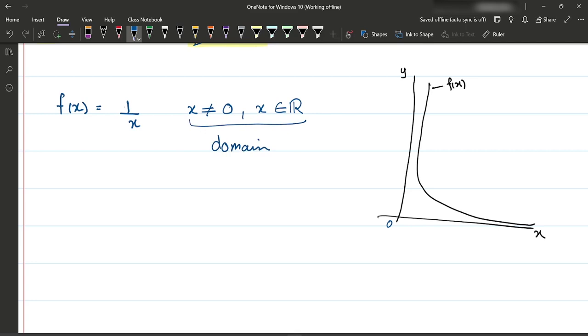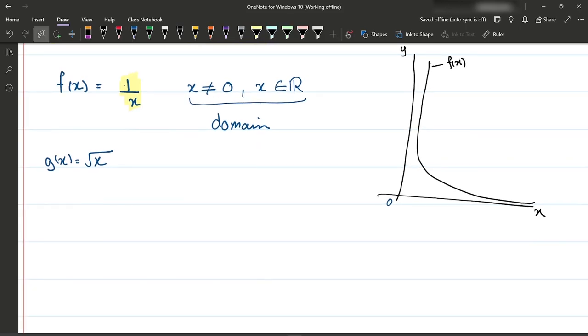A domain is very important in cases such as this. Let's say you have g of x equal to this. A domain is very important here, because we can't have the function breaking. If the function breaks, then we have a problem. So here, x must always be greater than or equal to 0.